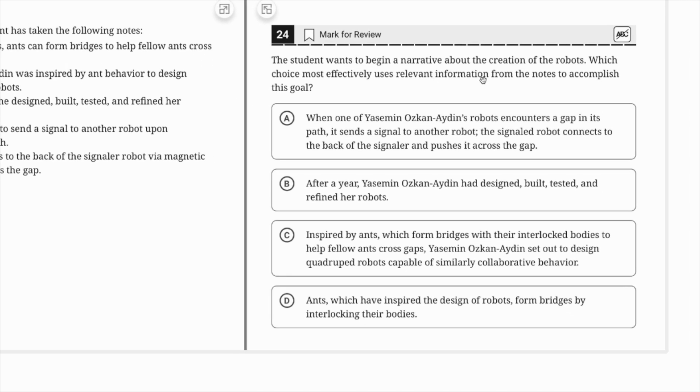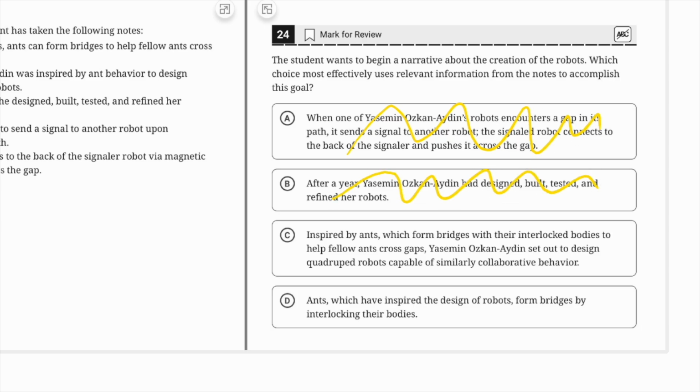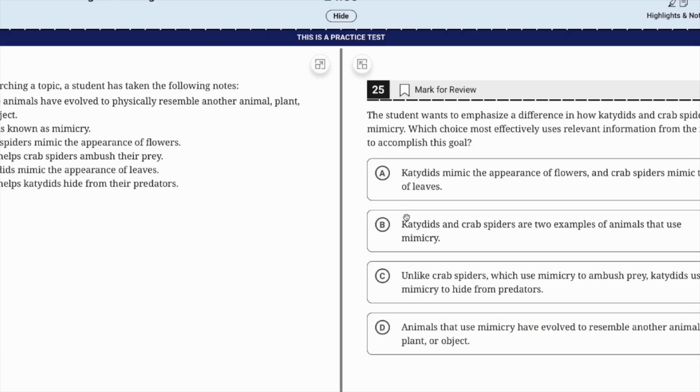Okay, so begin a narrative about the creation of the robots. So A doesn't seem like it would begin something. That's already getting into details. That is also not the beginning. Inspired by ants, this person set out to design this. If you set out to do something, you started it. And so if they're describing this process of creation, we want to give something that talks about how this started out. What was it inspired by? What was the goal? And so it's going to have to be C. So far, two of them that we can get without looking at the bullet points.